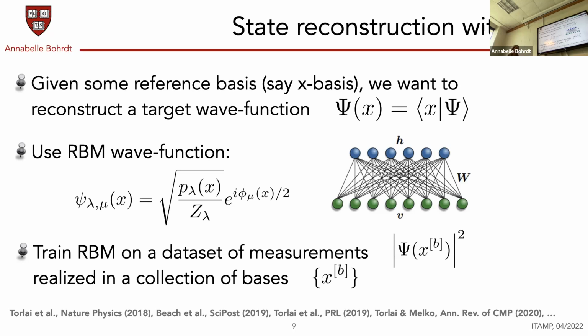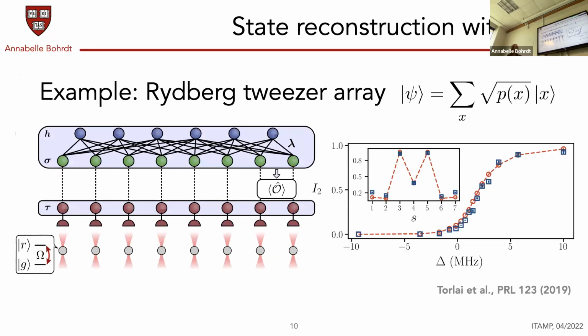Okay, and this has actually already been used successfully with the group of Mikhail Lukin. This is work by Giacomo Torlai from, I think, 3 years ago by now, and they reconstructed a state from this Rydberg tweezer atom array using a restricted Boltzmann machine. They included an additional noise layer to accommodate experimental noise sources. But the main point was that they used a restricted Boltzmann machine to reconstruct the quantum state of the experiment. And from this reconstruction, they could reconstruct observables that were not straightforward to obtain from the experimental data directly.